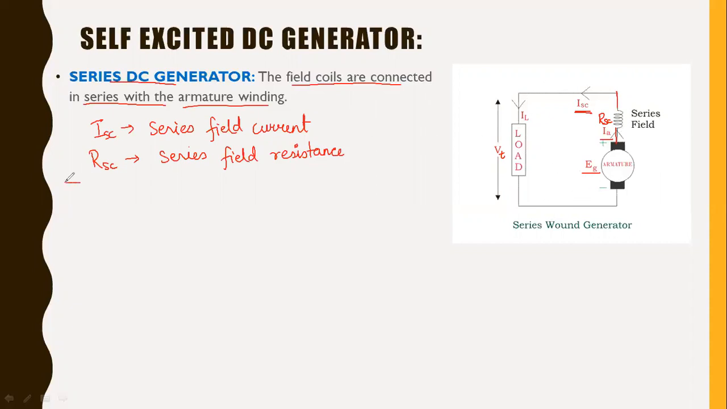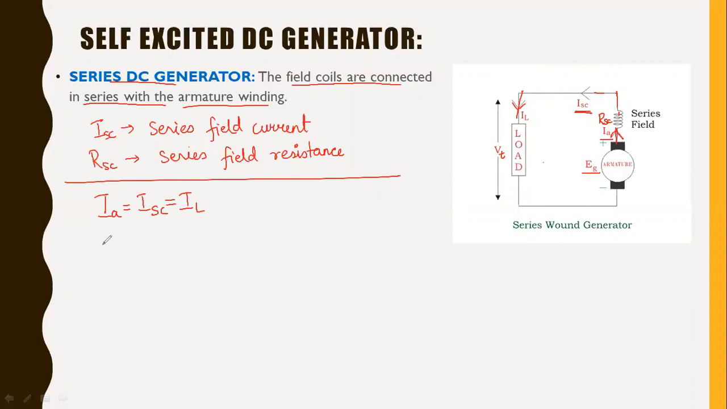Now again we will find the expression for current. This is the armature current produced by the armature winding. The same current flows through the series field winding since it is connected in series with the armature. So IA equals ISC. The same current also flows in the load, so it equals IL. All 3 currents are the same in a series DC generator.